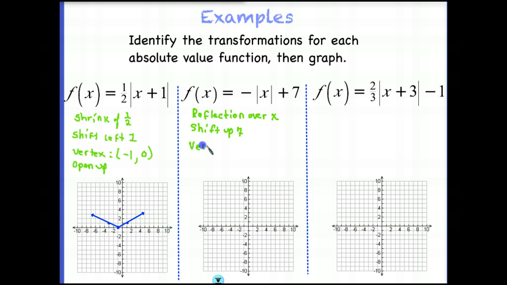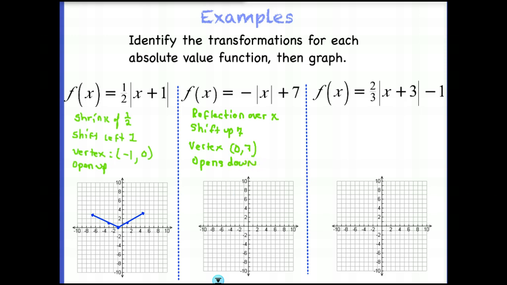Okay, and then let's find our vertex. So our vertex is going to be opposite h, k. There's nothing in here, so it stays at 0. Our k value is a positive 7. Now because it's negative, because it's a reflection, we know we are going to open down. So it opens down.